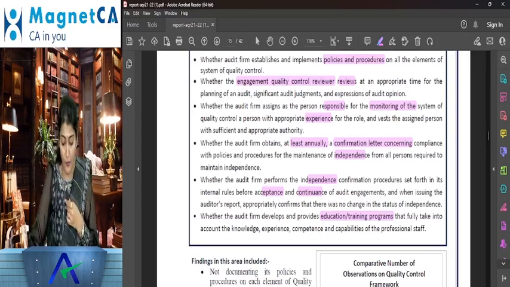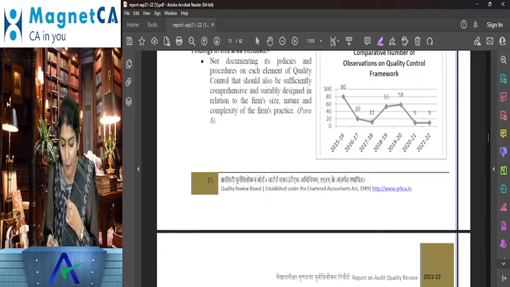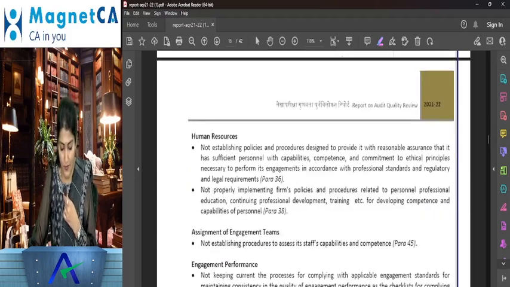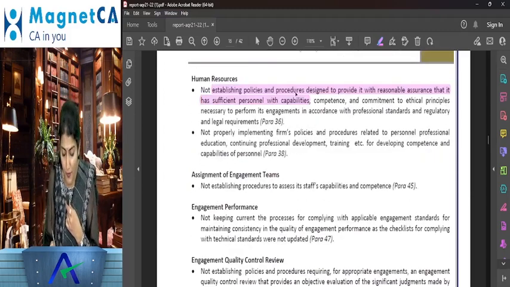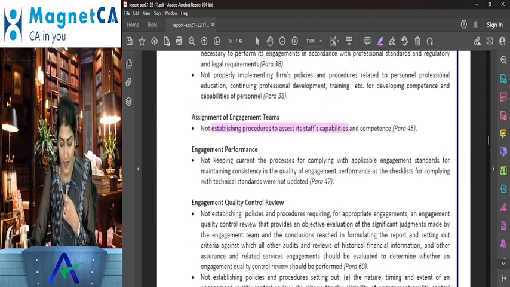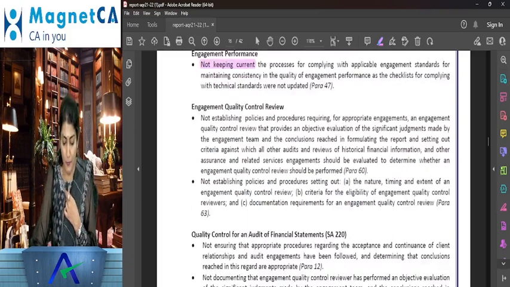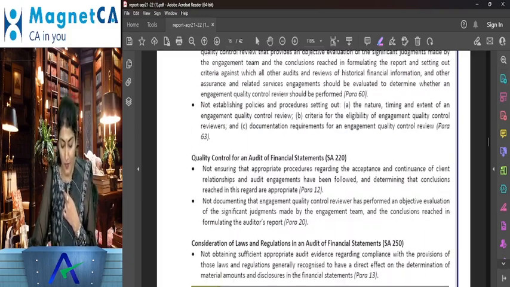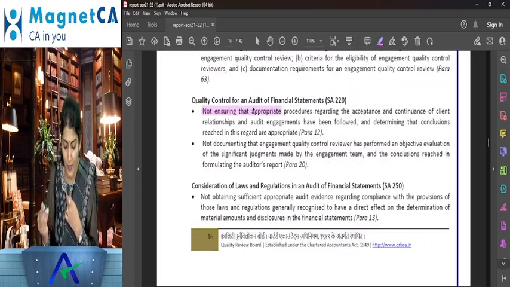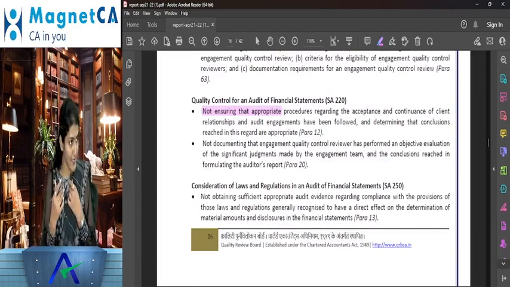And then what you found out, okay, is that they don't have the policies and procedures as per the quality control system. They don't have policies and procedures for human resources. They don't have policies for checking staff competence and capability. They don't monitor the engagement performance. They don't get the EQCR done. They don't maintain the quality. Are you understanding that? Okay.